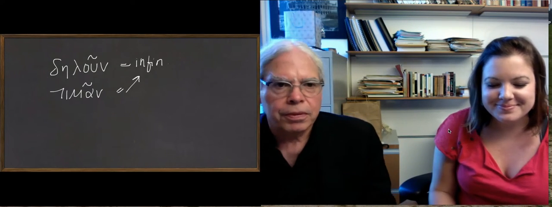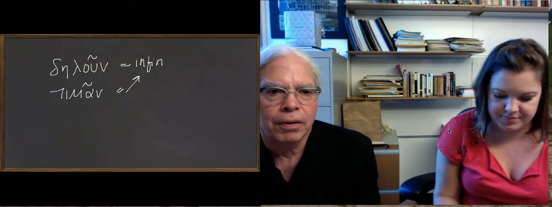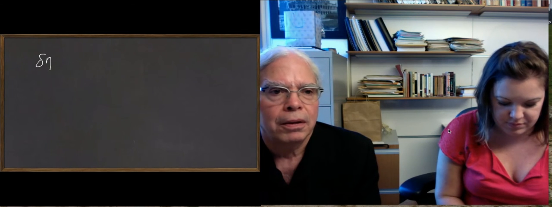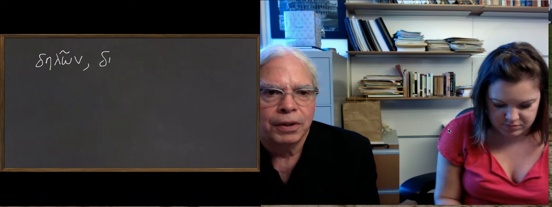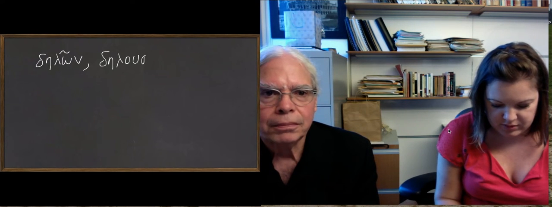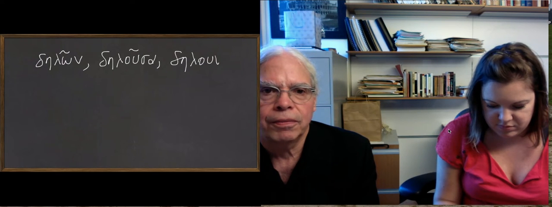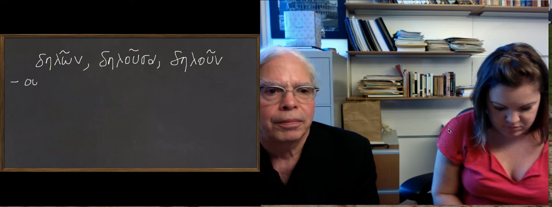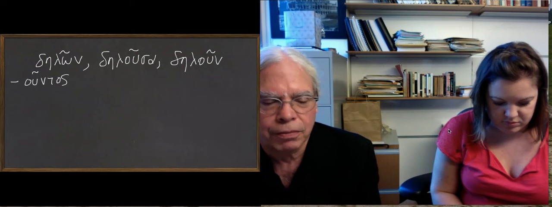In the participles, you have the O thematic vowel. The only tricky form is the nominative singular masculine, which is delon with an omega and circumflex, and then delusa, delun. And then the genitive singular of the masculine is deluntos, O-U-N-T-O-S, and so forth. I think these are relatively simple.